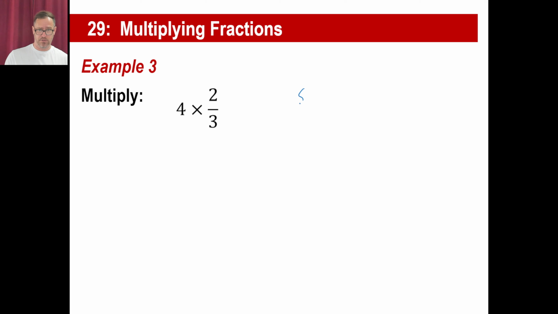4 times 2 is 8, and 4 times 3 is 24. No, it's 12, I guess. Okay, 8 over 12. Let's see, what goes into 8 and 12? 4 goes twice, and then 12 divided by 4 is 3. I got it, 2/3. Oh, wait a minute. That's 4. It can't be 2/3. I got 4 times. Okay.